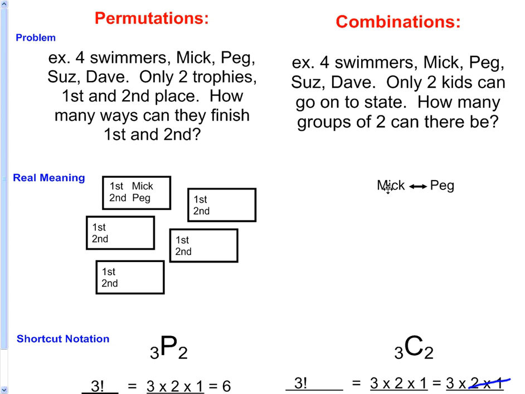So I'd like you to make a quick list. There's more than 10 of them over on this side, and there's less than 10 of them on this side because this is combinations. Make me a list. I gave you the first one in the list, Mick and Peg. Good point. I'll pause it.